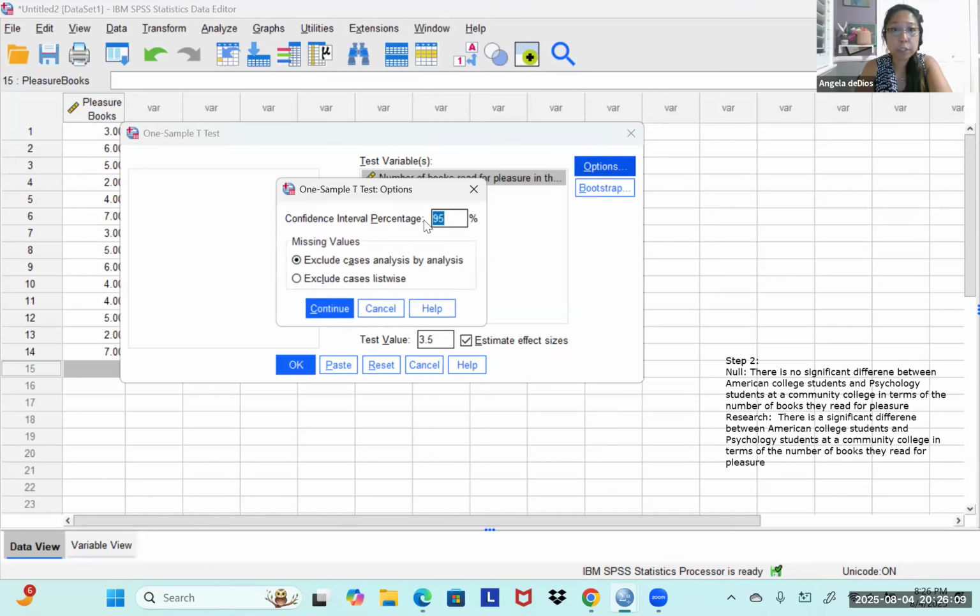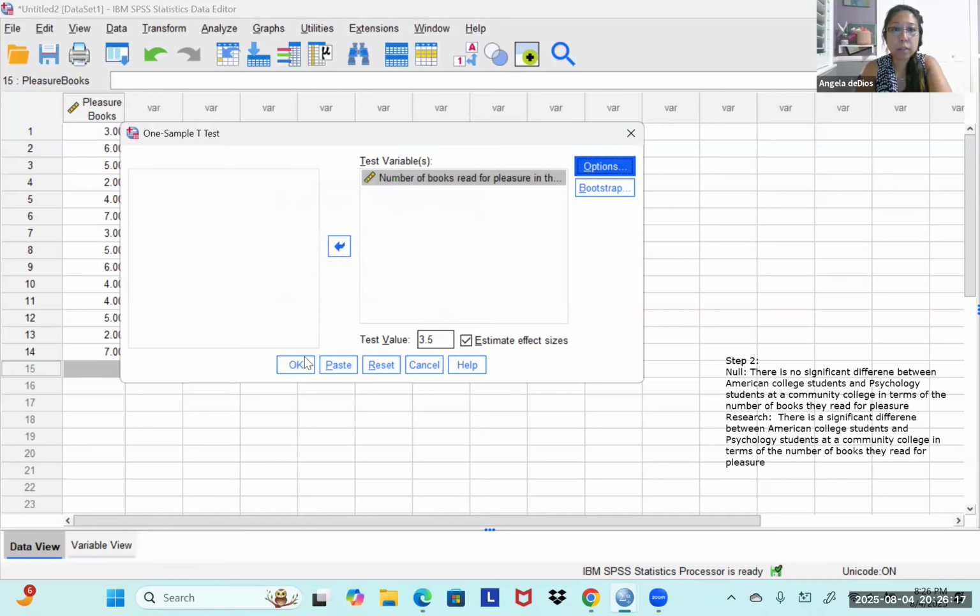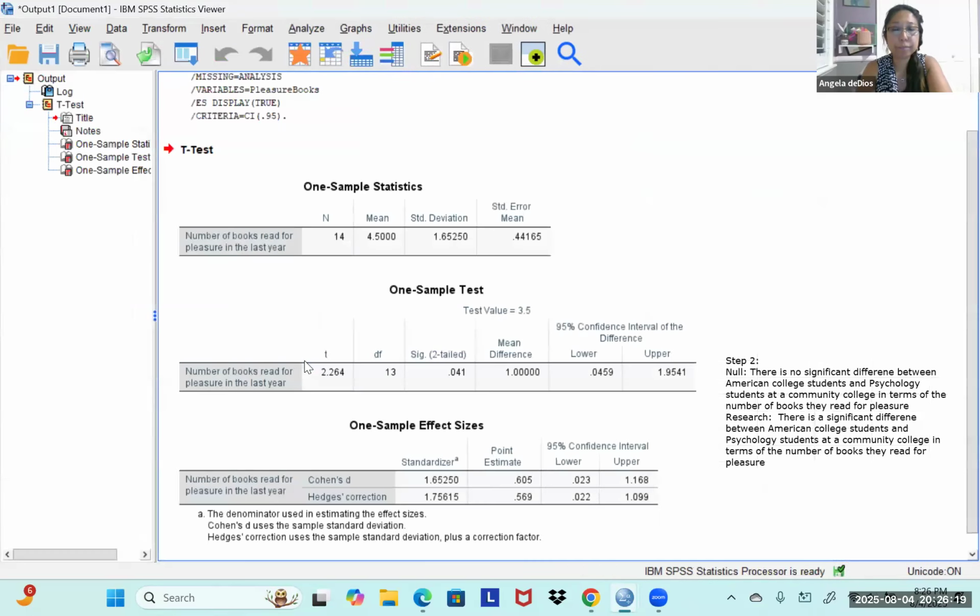And let's look at options. I have a confidence interval. I can create a 95% confidence interval. And I'll hit continue and say, okay.